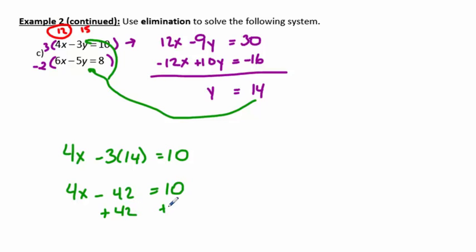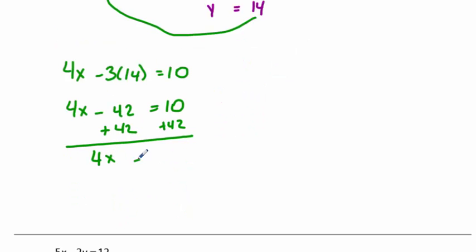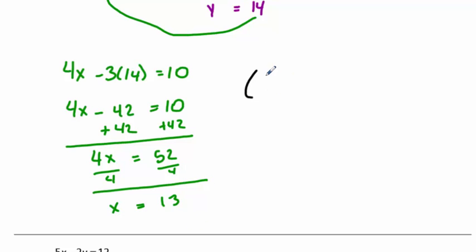Add your 42 to both sides. We have 4x equals 52, and divide both sides by 4. X is equal to 13. So the solution to this system is the ordered pair 13, 14.